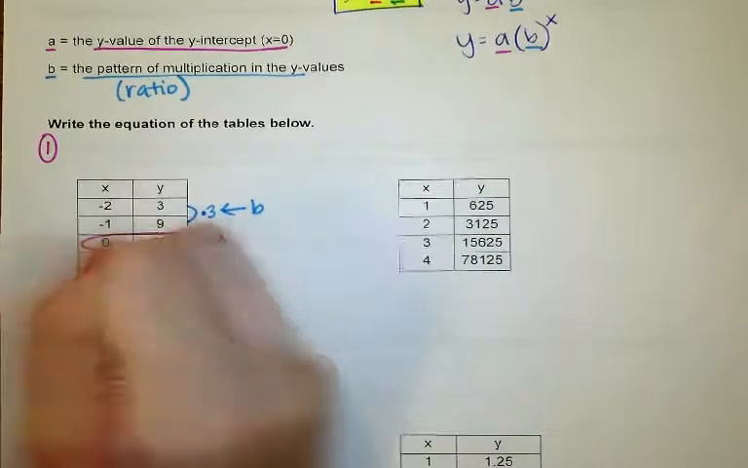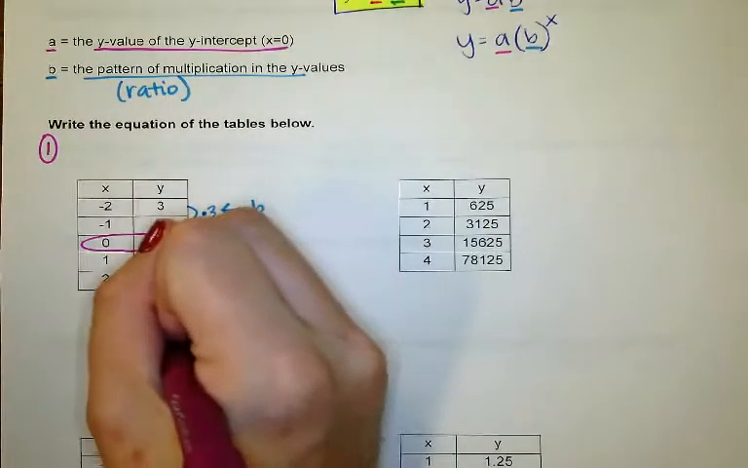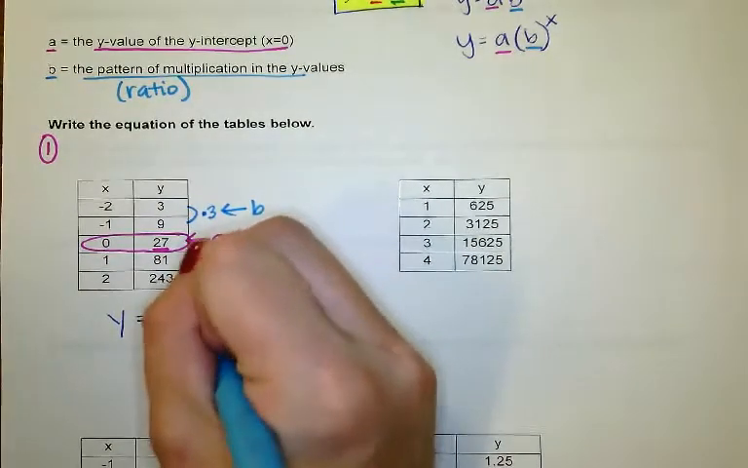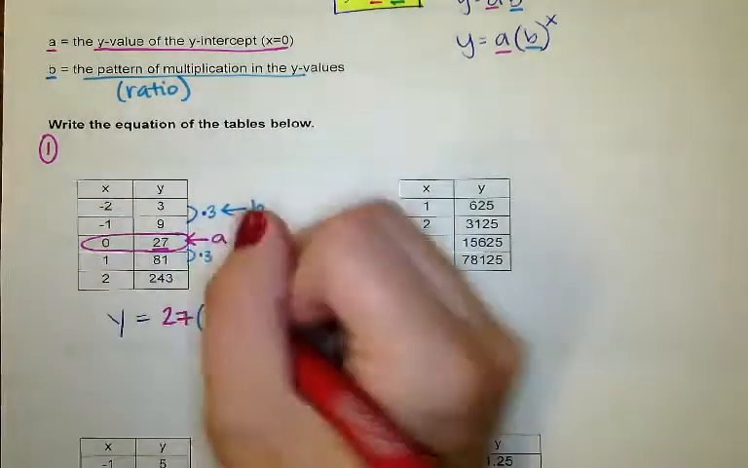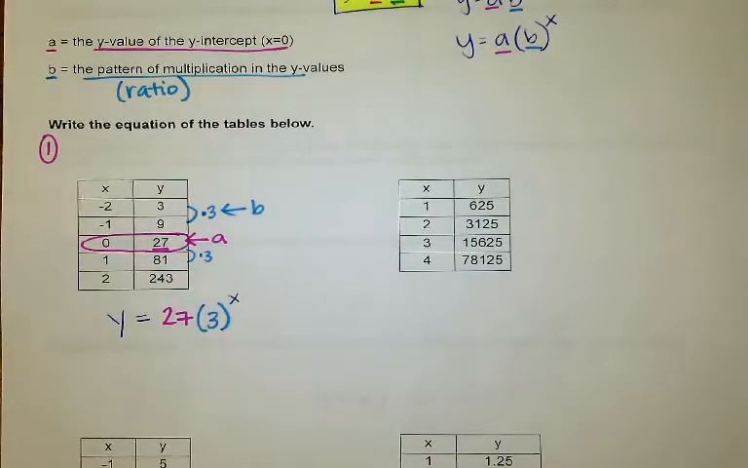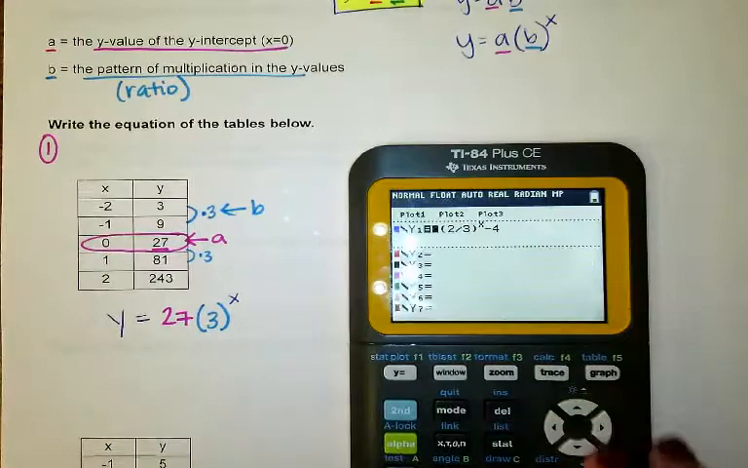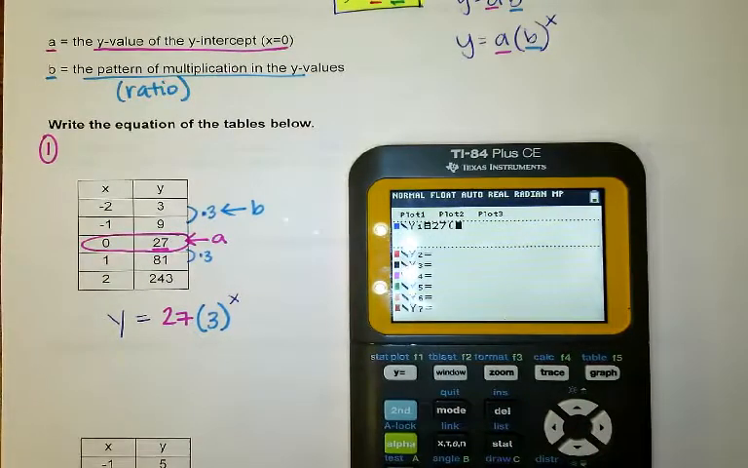Yeah. So this becomes y equals 27, because that's our a value. And then I like to put it in parentheses, times 3 to the x. You don't have to. I like to do that because then I won't screw it up when I put it in the calculator. You can do 27 times 3 to the x as well. Now what I recommend doing is you go to your y equals and actually type this in. 27 times 3 to the x.